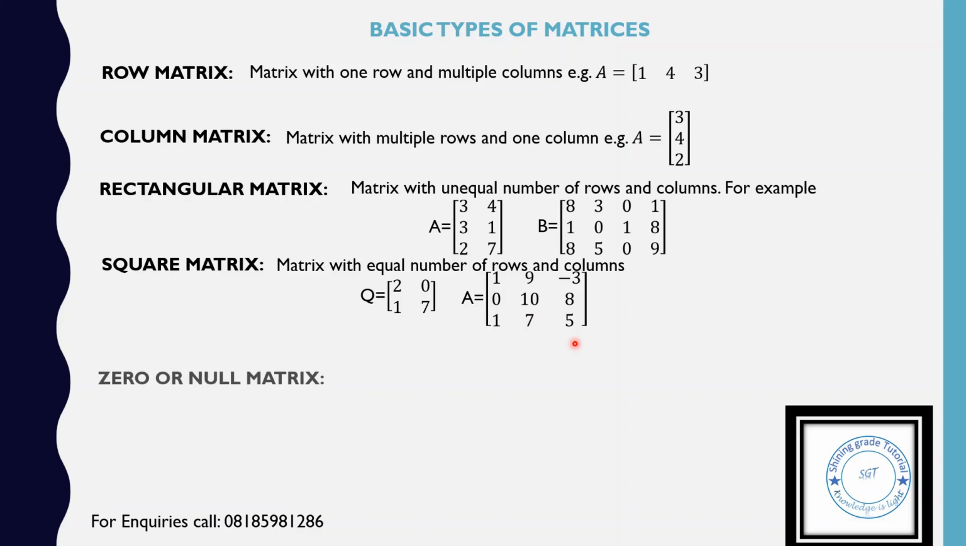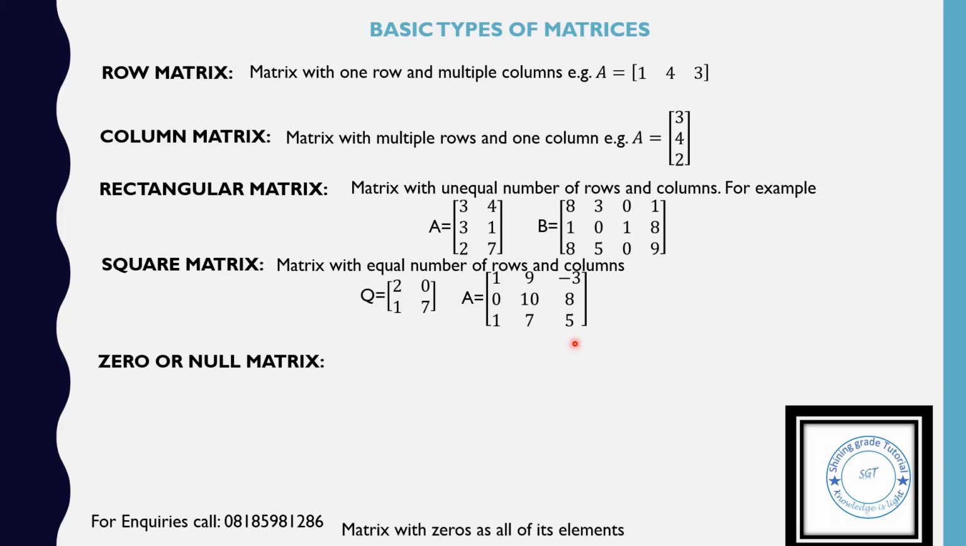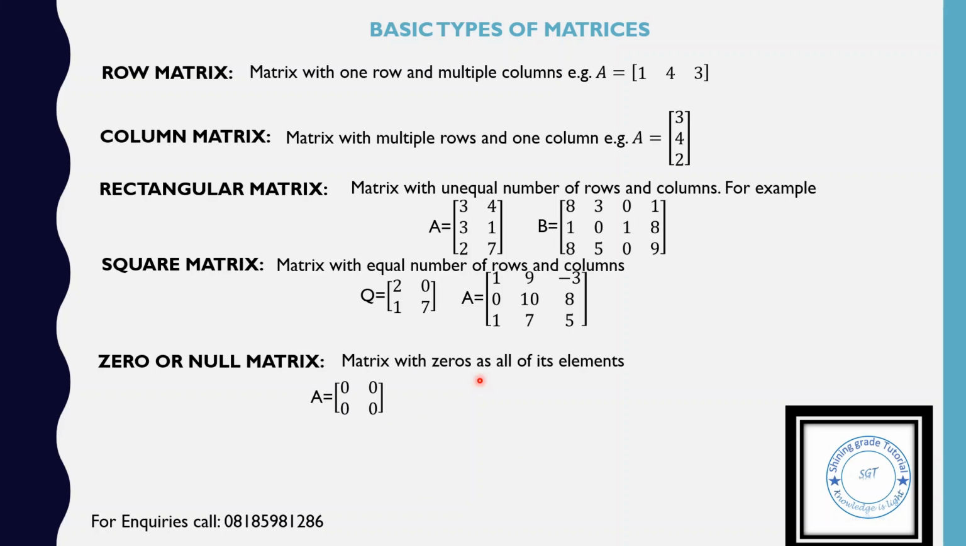Another type is the zero matrix or null matrix, a matrix whereby all of its elements are zeros. Every element is zero, so it's called a null or zero matrix. Look at matrix A, all of its elements are 0. The other one here is 2 by 2, which is also a square matrix. The example here also has every element zero, and it is a matrix of order 3 by 2.